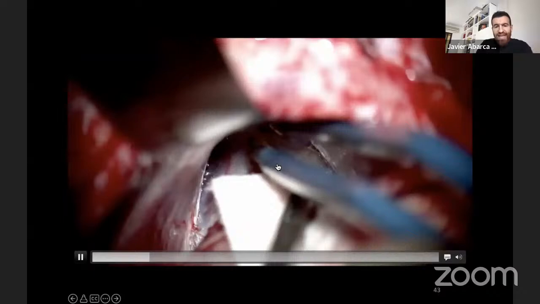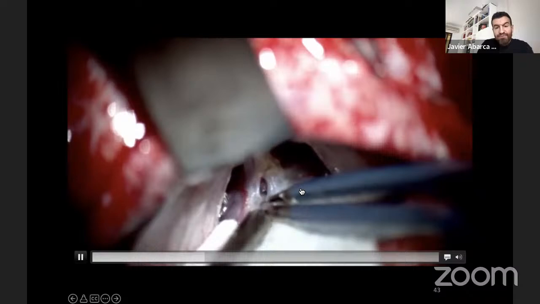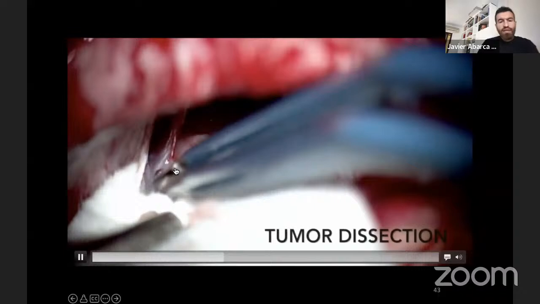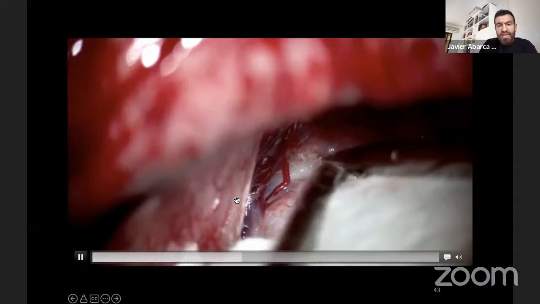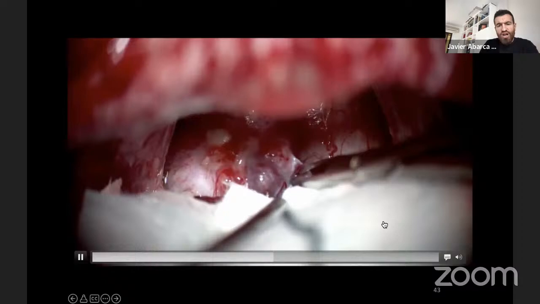Here we are dealing now with the superior vermian veins. We are in the posterior incisura with its usual elevation. We need to divide these veins in order to relieve, to retract inferiorly the culmen. And here, probably the most important step of this approach is to separate the tumor from the surrounding venous structures and arterial structures. This needs a sharp dissection, very careful dissection.